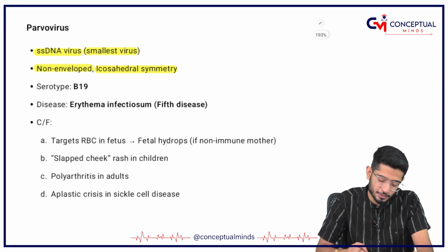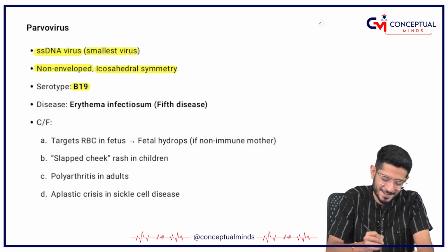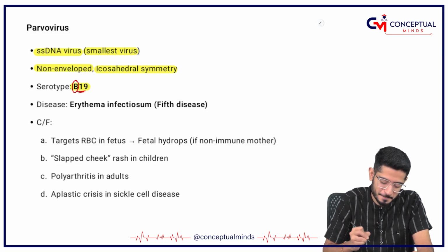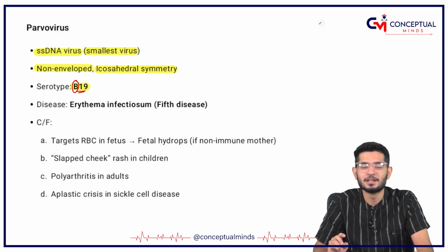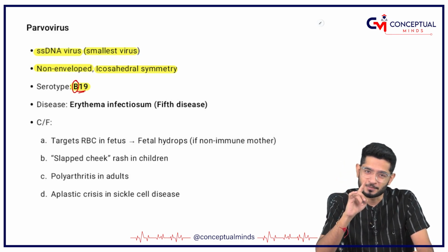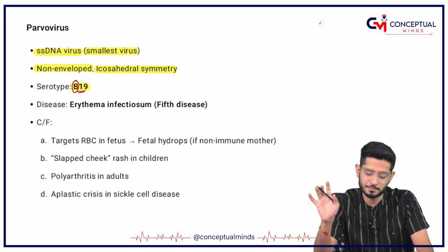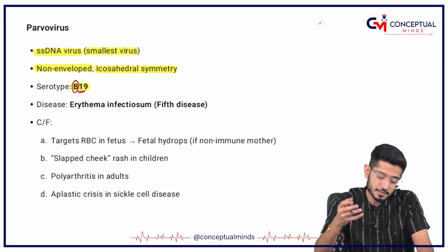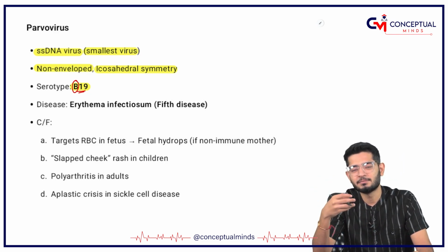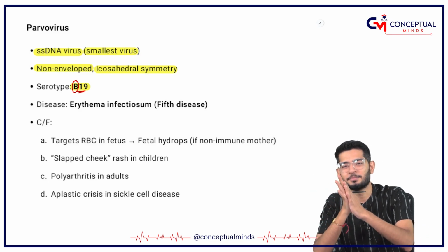People ask me, sir, how old are you? I am just 19 years old. So B19 is the serotype. The day I entered medical college, I was 19 years old. So from that you can remember the serotype is B19. Okay, clear? Serotype B19.